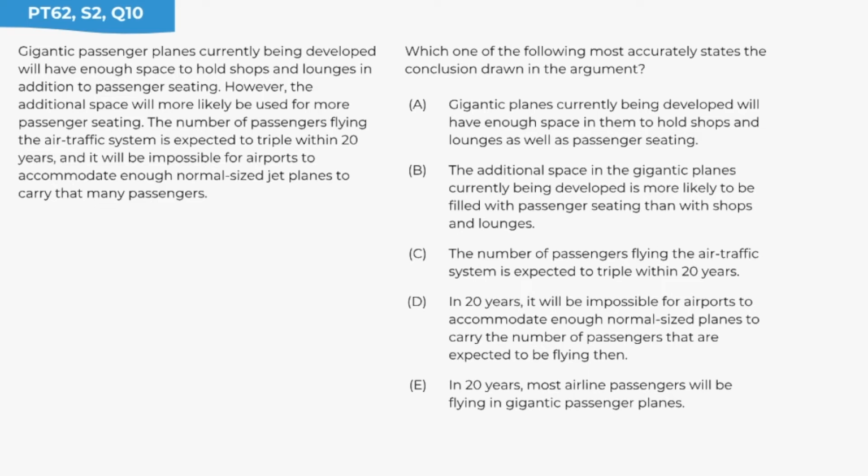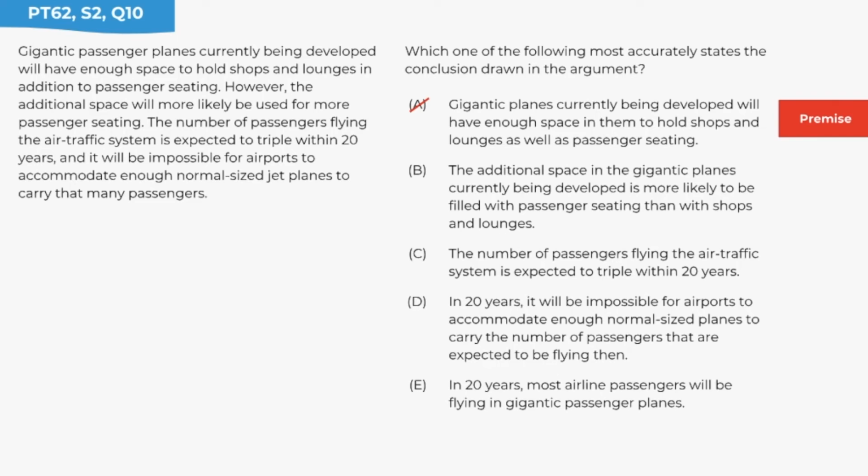passenger seating. Answer choice A says, gigantic planes currently being developed will have enough space in them to hold shops and lounges as well as passenger seating. And while that's true, that's not the main point. In fact, that's the claim that the author thinks is not going to happen. Well, they could do that, right? And they will have that space. The author doesn't think that it's going to be used for that purpose, but they will have enough space to do that, right? That's a premise of this argument.